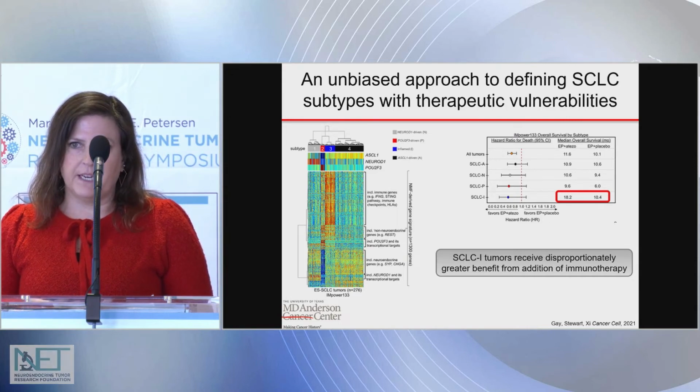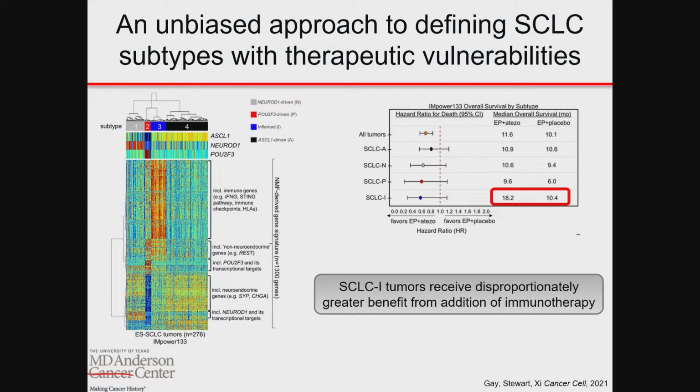The 4th subtype is a little different because it doesn't express the transcription factors, and instead expresses immune genes, and it has an inflammatory signature. Therefore, we call this the inflamed subtype. This inflamed subtype in the IMpower133 clinical trial demonstrated improved benefit over the other subtypes with the addition of immunotherapy to chemotherapy.